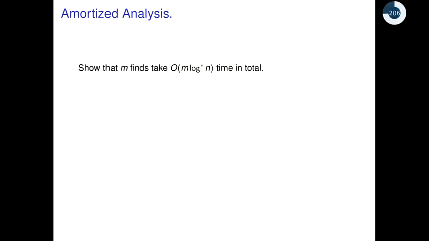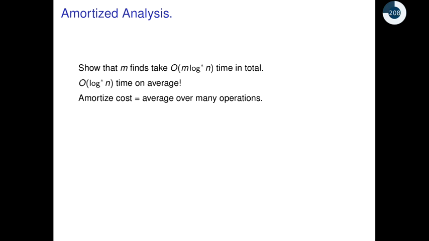So show that m operations take m log star n time. So these things are super efficient on average, is what it's saying. Shockingly efficient. We already saw we can't bound the worst case time for a find. One of the finds may take much longer, because log n is horribly big compared to log star n.